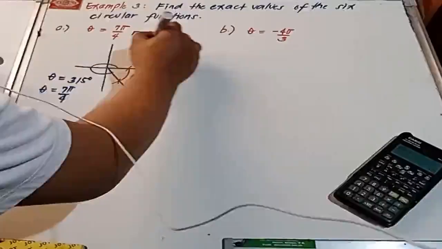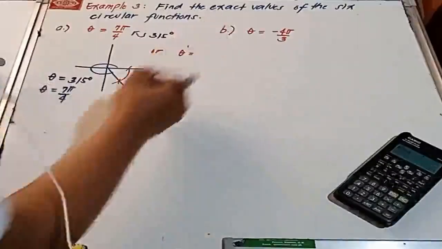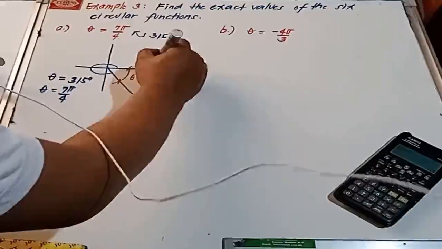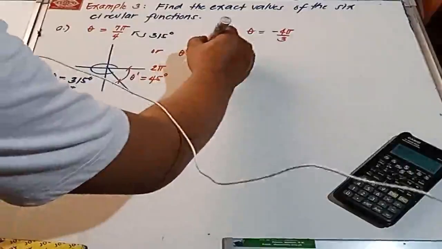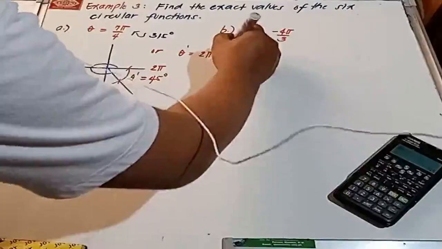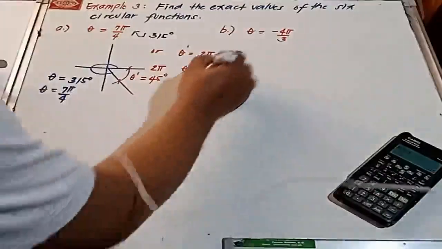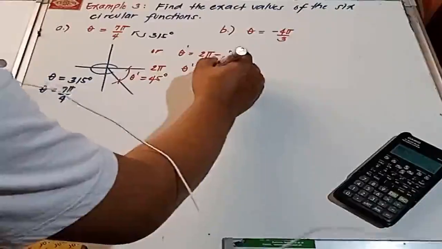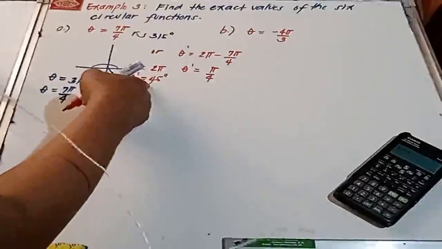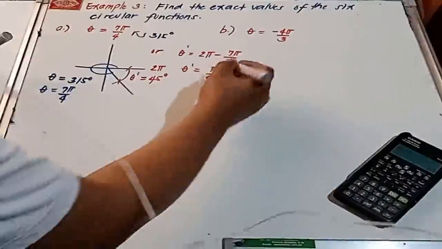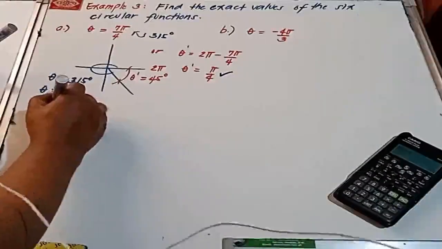Or, in radian, paano ang ating reference angle. So, ang one complete revolution is 2 pi in radian. So, therefore, 2 pi minus 7 pi over 4. Okay? So, that will be 4 times 2 is 8 minus 7 is 1 pi or just simply pi over 4. And pi over 4 is the same as 45 degrees. Okay? So, ito na yung ating reference angle in radian. So, kunin na natin yung six circular functions.